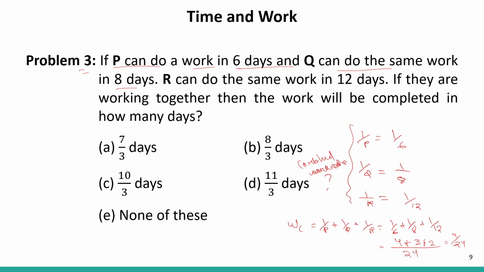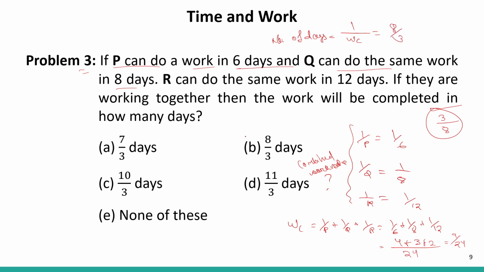Now we can also simplify this by dividing by 3 in the numerator and denominator. What we are left with is 3 by 8. So 3 by 8 is the correct answer, the combined work rate. So number of days is equal to 1 by WC, that will be equal to 8 by 3.